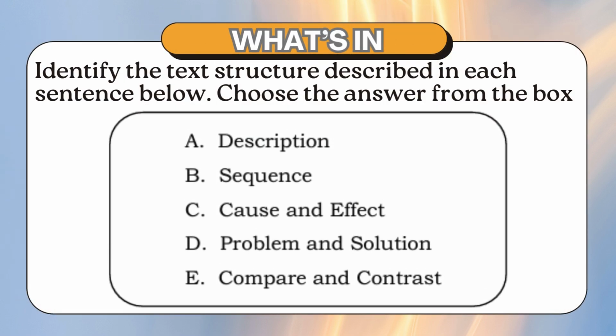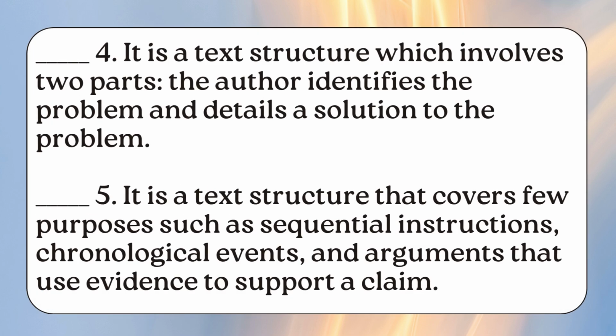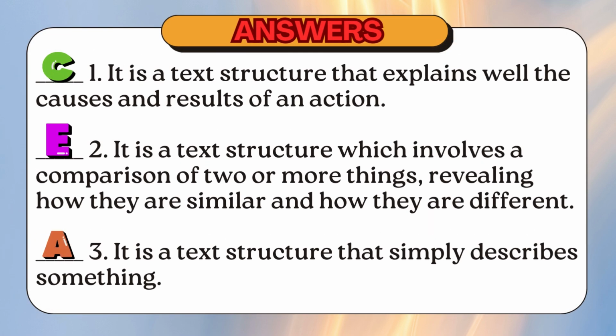What's in? Identify the text structure described in each sentence below. Choose the answer from the box and write the letter on a separate answer sheet. Answers: 1. It is a text structure that explains well the causes and results of an action. C. Cause and effect. 2. It is a text structure which involves a comparison of two or more things, revealing how they are similar and how they are different. E. Compare and contrast.